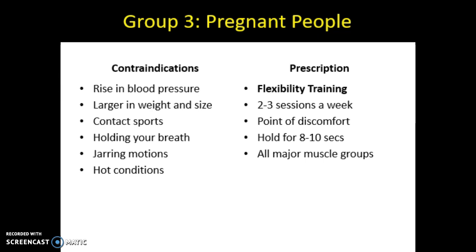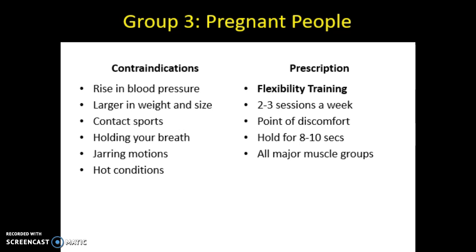The third contraindication being contact sports. They won't be able to do this, as this may harm the baby if they get hit in the stomach badly or around the stomach, and their body is also weaker as they are so much heavier. So they're also at a higher risk of injury around their whole body as well. So contact sports will not be able to happen.